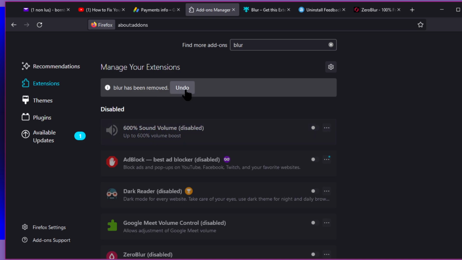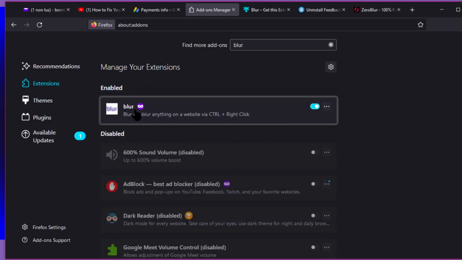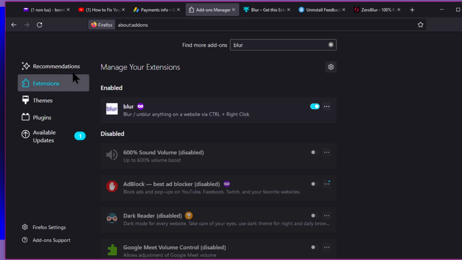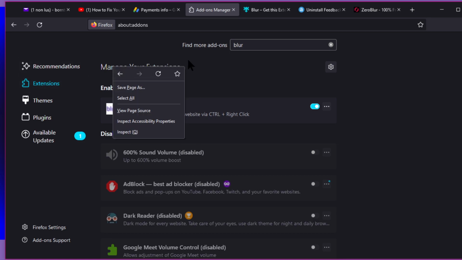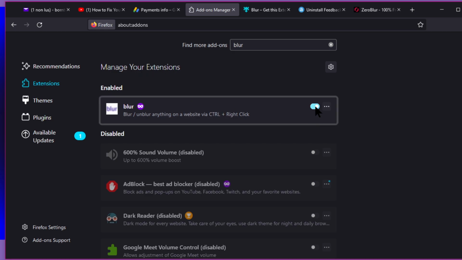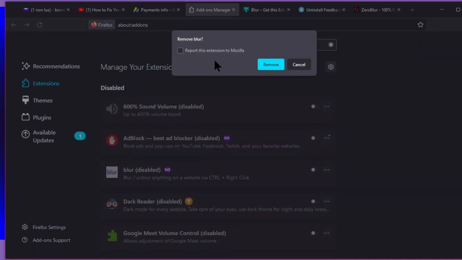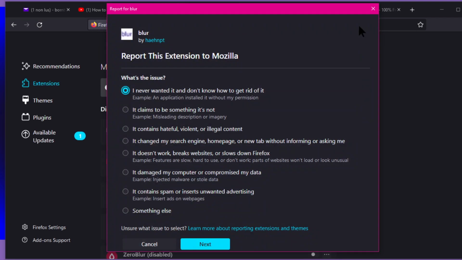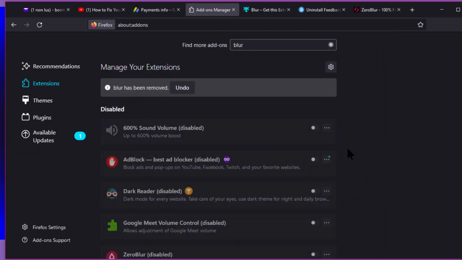Blur has been removed. Let me undo this and bring it back. This one is a very good one. I've been using it for a long time, but now it's not working. I'm clicking control and doing the right click, but it's not working. So I'm just going to turn it off or probably just remove it altogether. I want to say report because it didn't do anything. Oh, now they're going to ask too many questions. Anyway, let's not waste time with that.